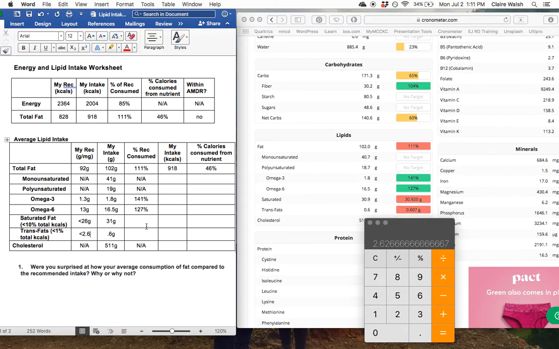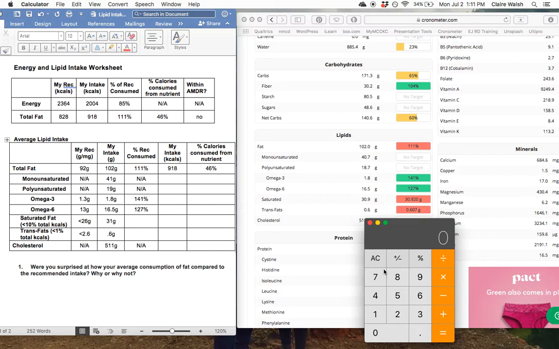Okay. Then we can do our percentages for here. So to figure out if you consumed more or less than your recommendation, we're looking for just a percentage in those couple of boxes.